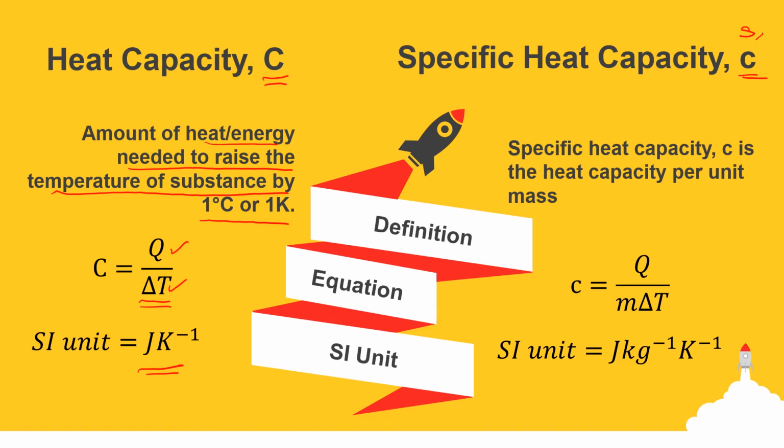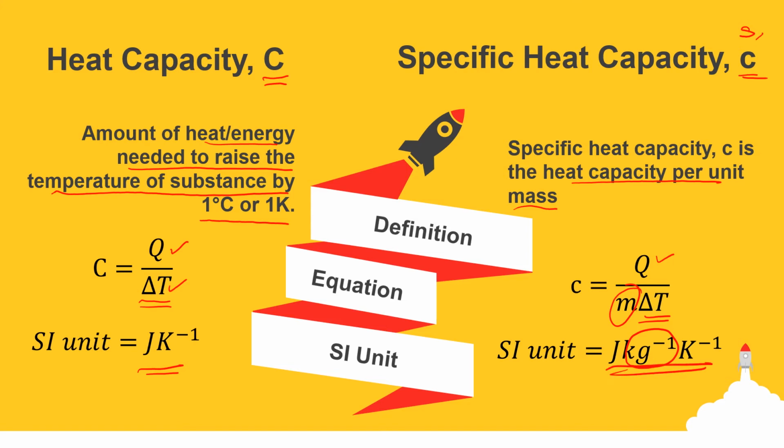Kalau specific heat capacity is the heat capacity per unit mass. Okay, di C per unit mass, nampak dia ada mass. Definition dia adalah sama, iaitu heat energy yang diperlukan untuk per unit mass untuk menaikkan temperature. Okay, di mana dia akan ada perubahan temperature. So, the unit dia akan tambah ada kilogram sebab dia ada per mass kat sini.